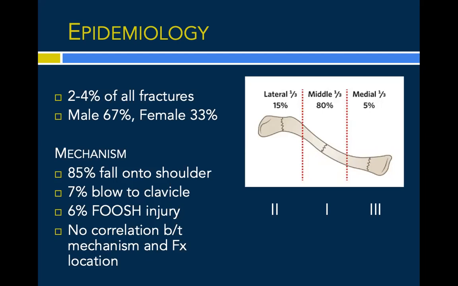We classify these into type 1, 2, and 3. The middle third, which is the most common, are type 1s. The lateral third, which are second most common, are type 2s. And the medial third, which are third most common, are type 3s. It is really nice when the numbers match the percents. So the overwhelming majority of clavicle fractures are going to be mid-shaft clavicle fractures, 80%.